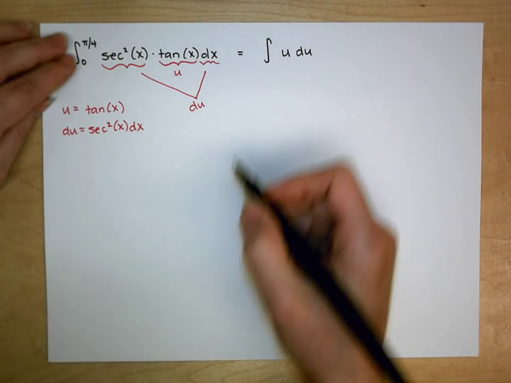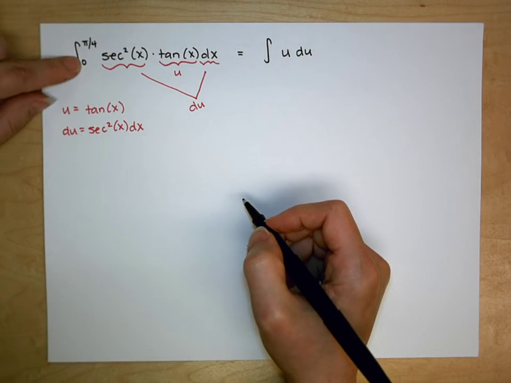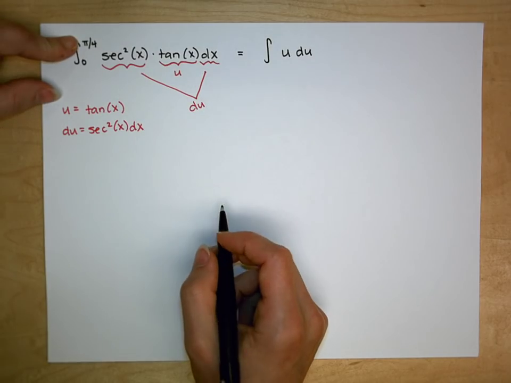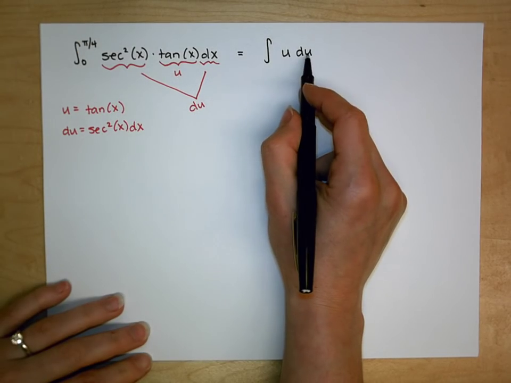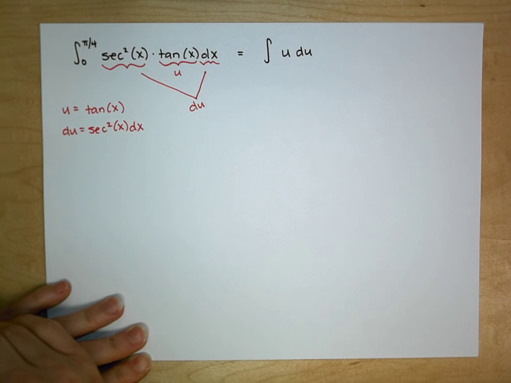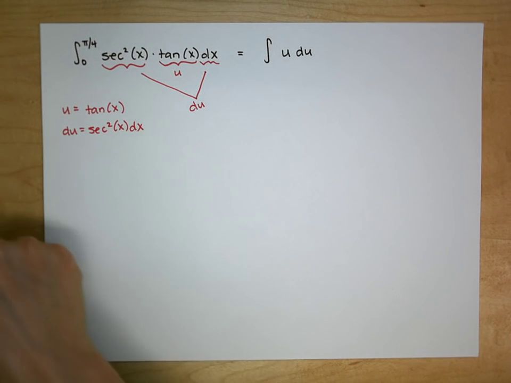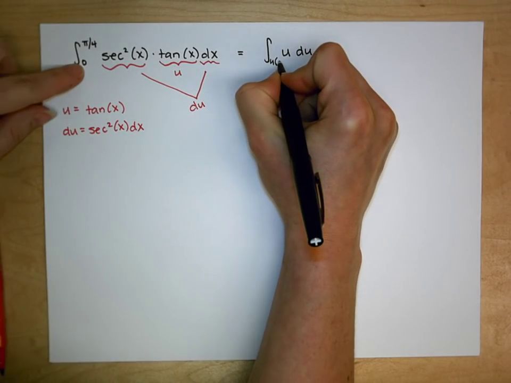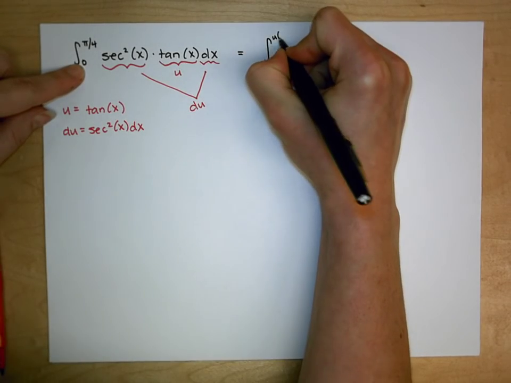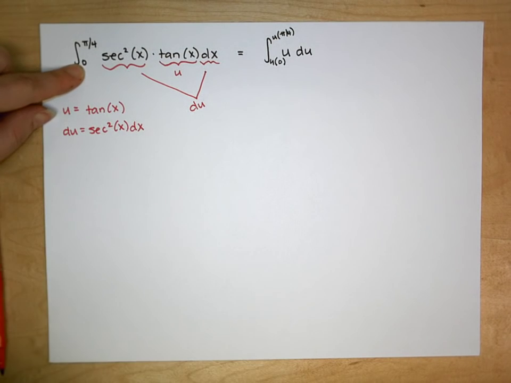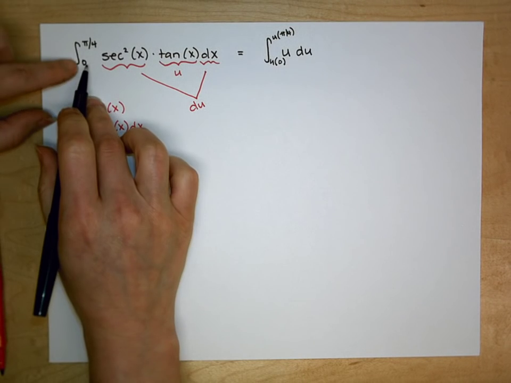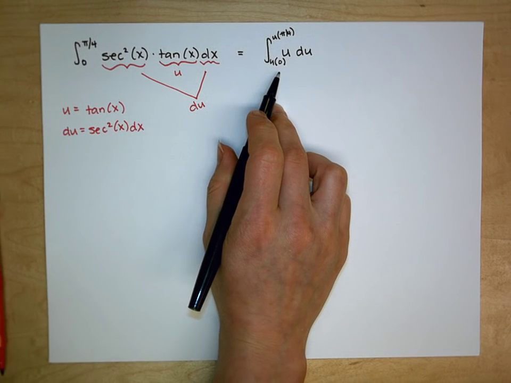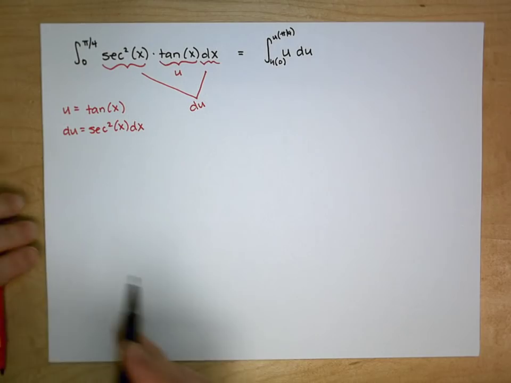Now, this is saying that the x values are ranging from 0 to pi over 4. But now I have it in terms of u, and u is not ranging from 0 to pi over 4. So to change the bounds, I really need to look at what is u when x is 0, and what is u when x is pi over 4. Okay, so do you see that? Because this is in terms of x, and I need to now change it so that this one is in terms of u, so that my variables and my bounds match one another.